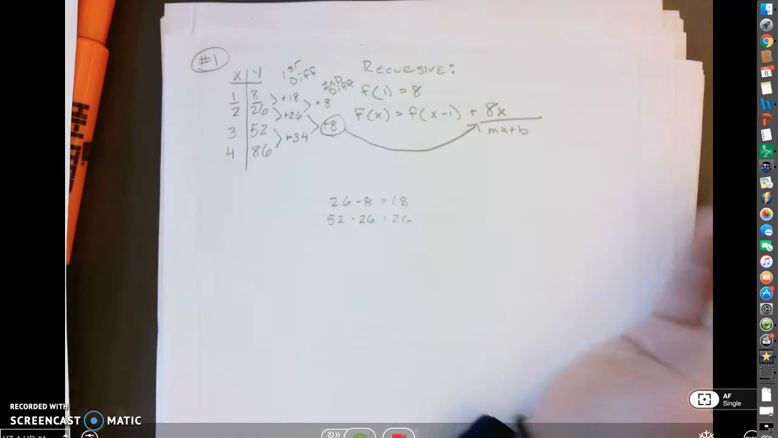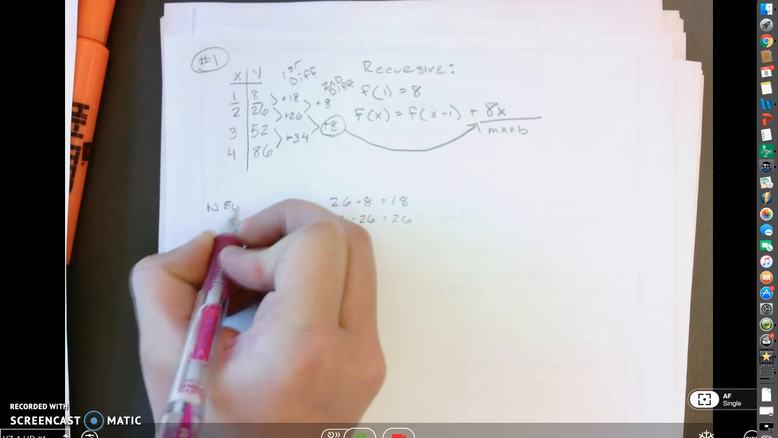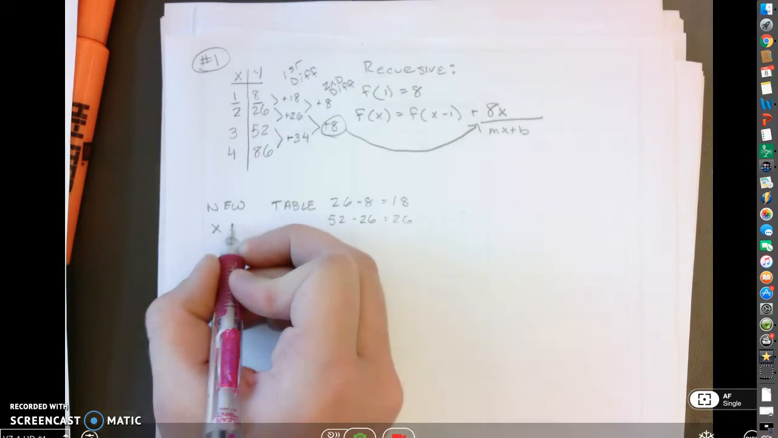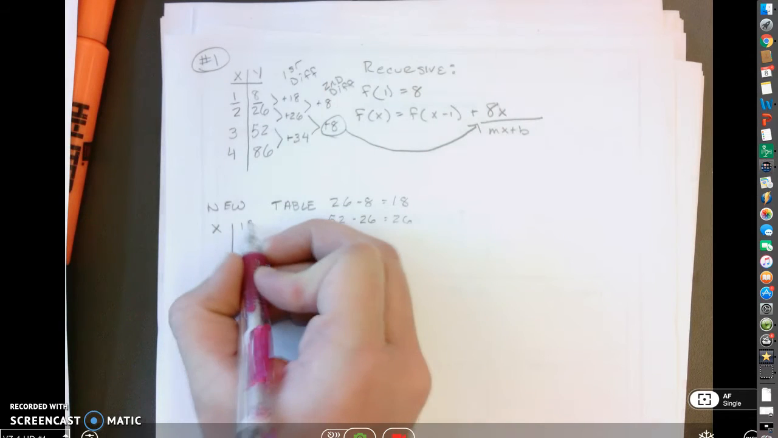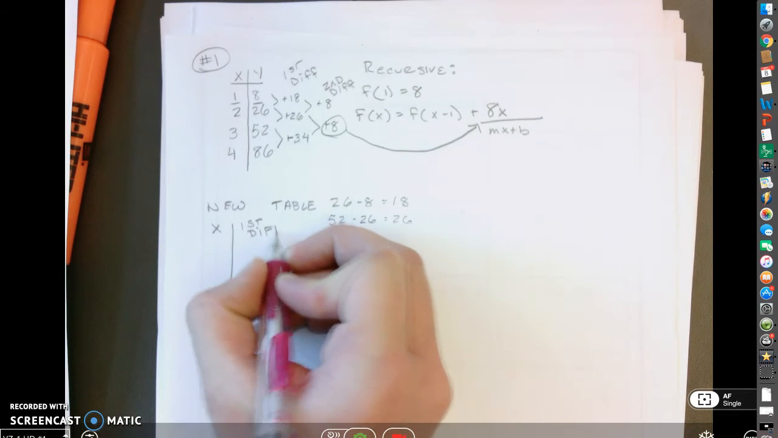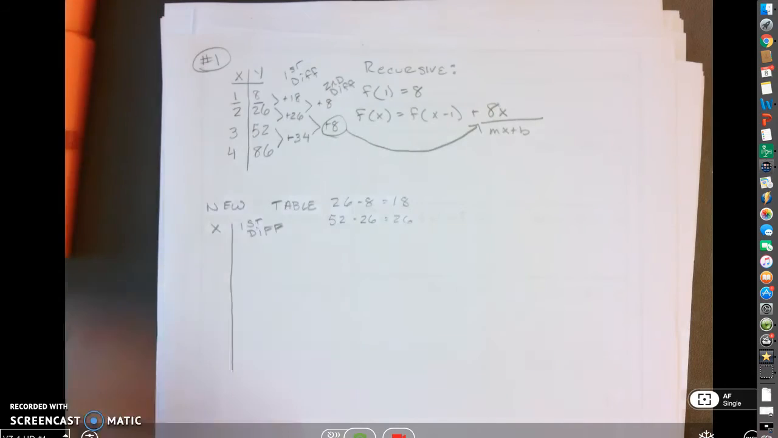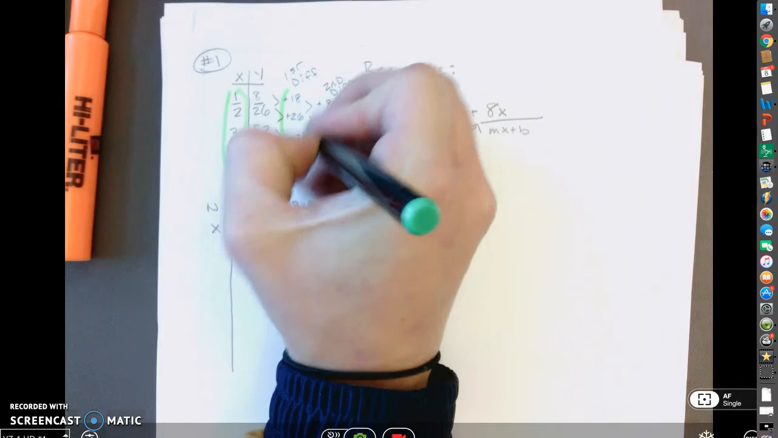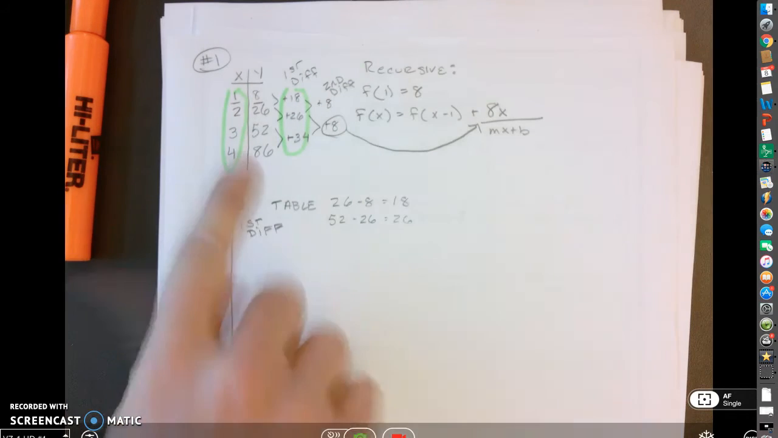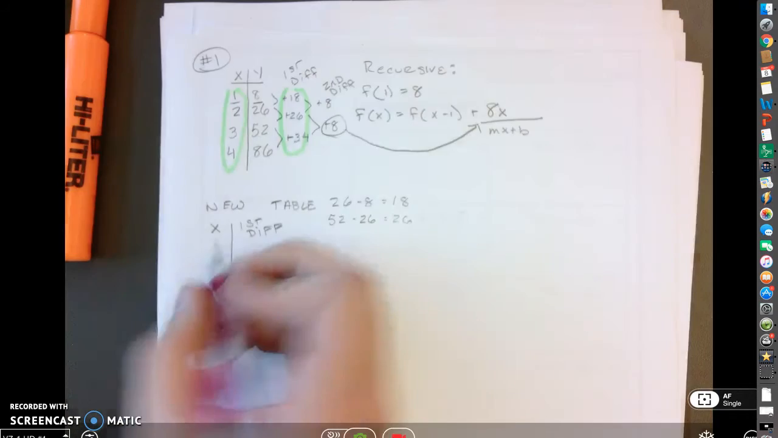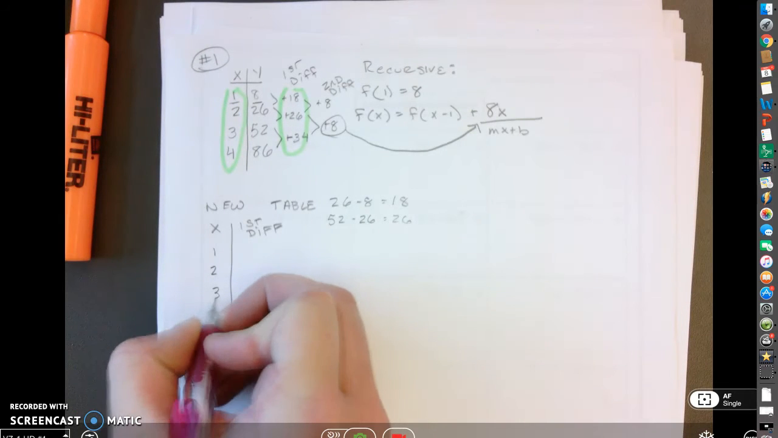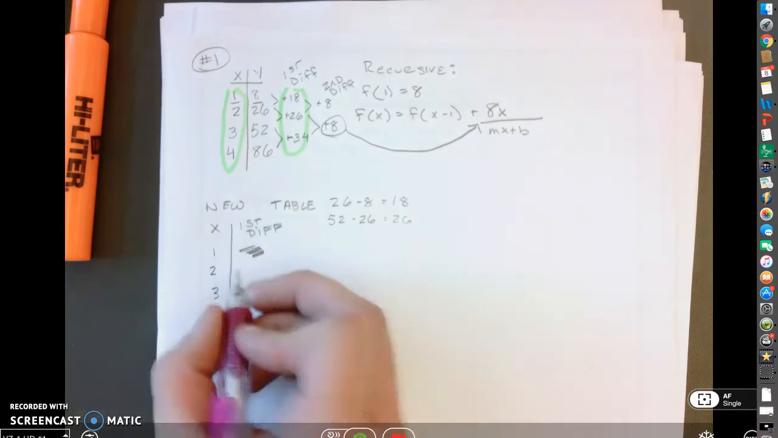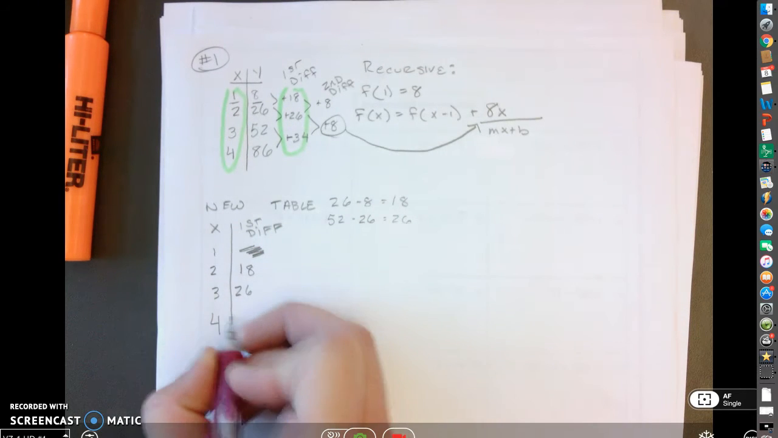So this is when I make a new table, and it's going to be my x's and the first difference. So to just make that super obvious, it's going to be these numbers right here and these numbers right here. Notice that there's 4 of these and only 3 of these, so you always have to skip the first one. So I go 1, 2, 3, 4. I color out the first one, then I go 18, 26, 34.